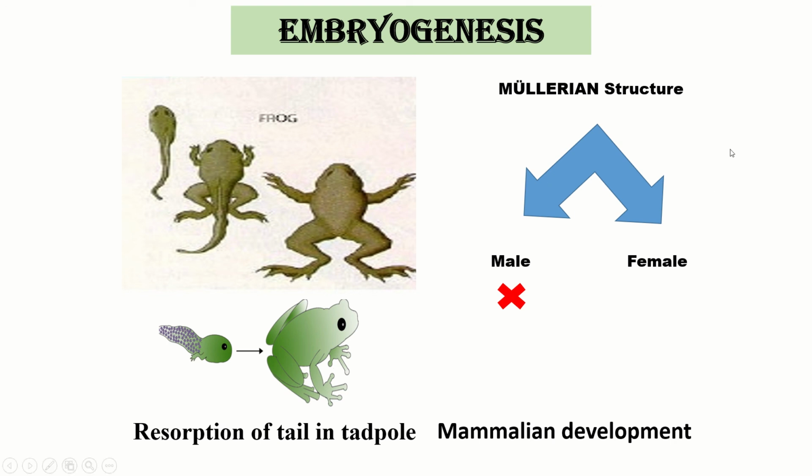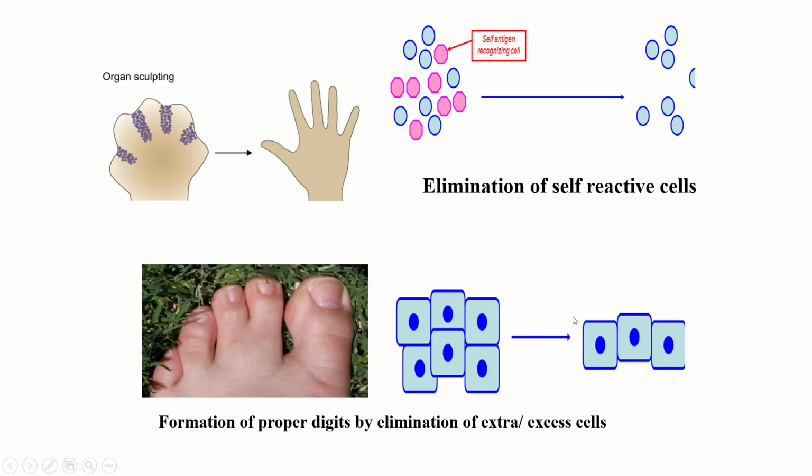Now we'll come to this Mullerian structure. Mullerian structure is absent in male and present in female. It is found in female fetus. Sertoli cells in male fetus secrete a factor named anti-Mullerian factor that inhibits or prevents the formation of Mullerian structure in male. This is also happening by virtue of apoptosis.